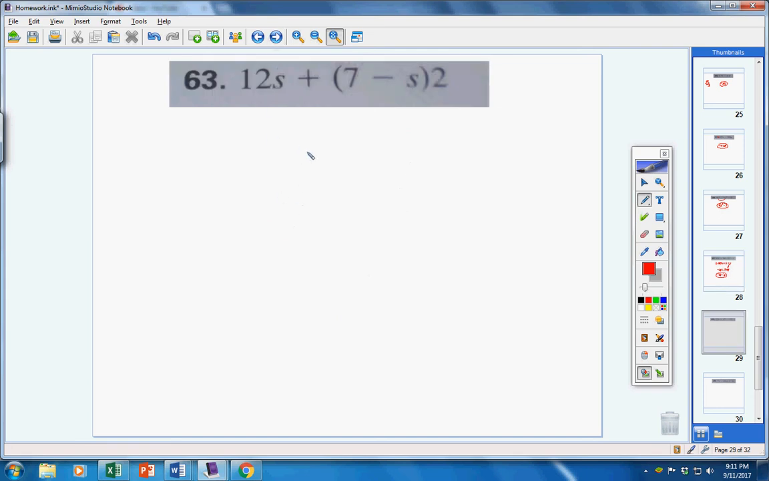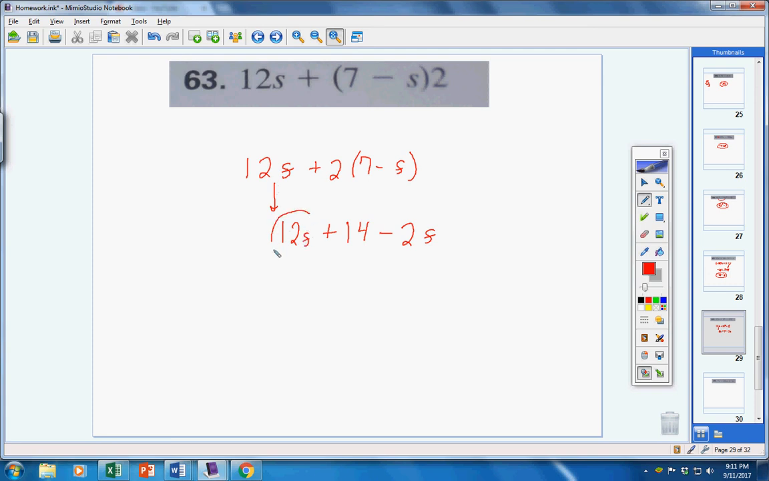Number 63. Okay, I do see some multiplication. Okay, this 2 is right next to the parentheses, so it's going to be distributed through. Now for me, I like to move that to the front, so I'm going to put the 2 here, and here we go. A positive times a positive is a positive. 2 times 7 is 14. A positive times a negative is a negative, and 2 times s is 2s. And then bring down your 12s.